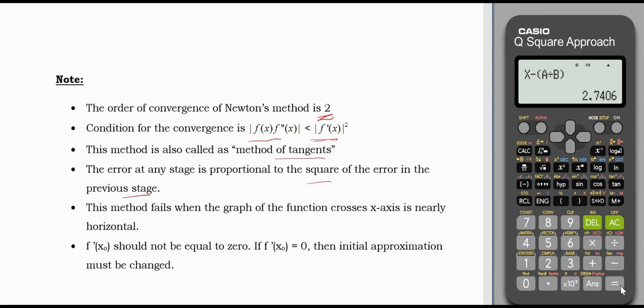And this method fails when the graph of the function crosses the x-axis nearly horizontally. And an important point is f dash of x naught value should not be 0. That is, if f dash of x naught is 0, then we have to take another initial value. It means initial approximation must be changed when f dash of x naught value is 0.